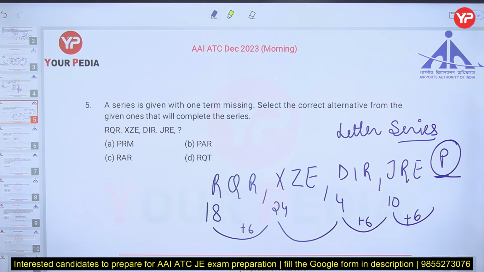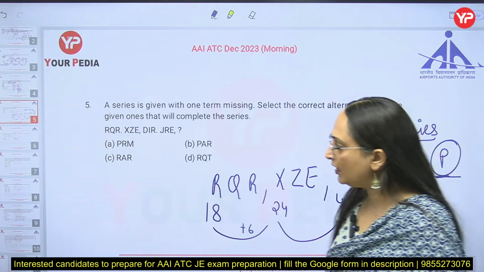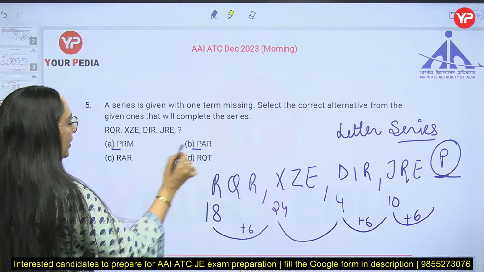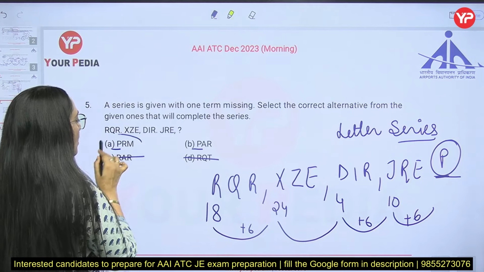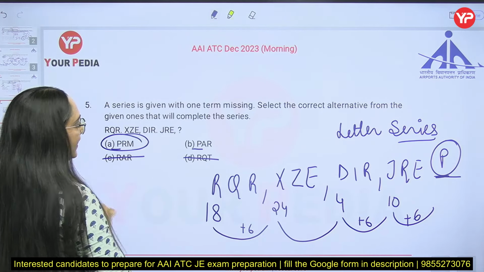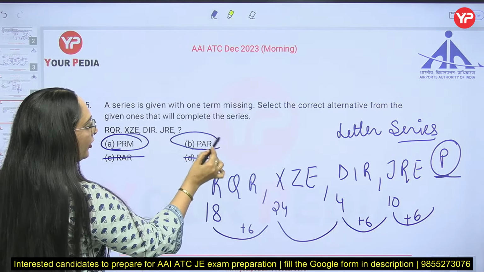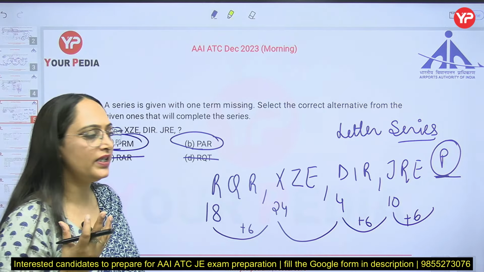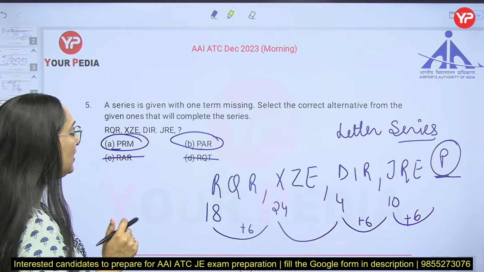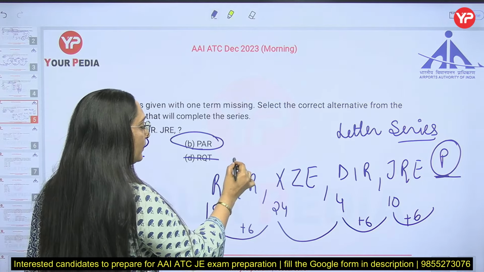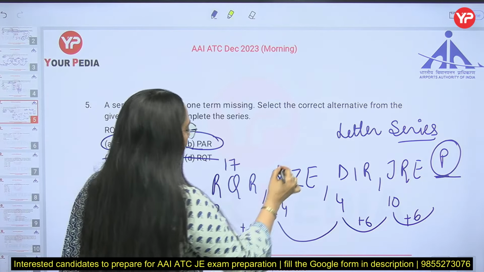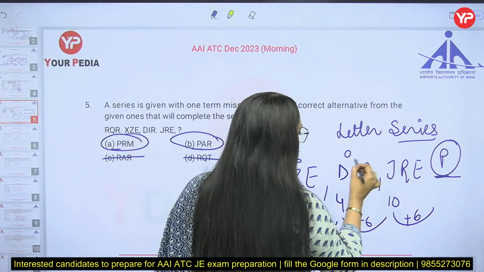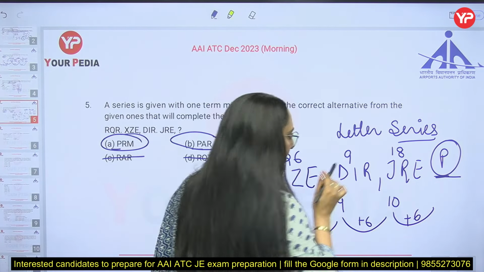So our first letter must be P, but we have 2 options with P, not this one, not this one. In the first option, the second letter is R. In the second option, the second letter is A. So we need to check only the second letter. What is the place value of Q? That is 17. Place value of Z? That is 26. Place value of I is 9. Place value of R is 18.